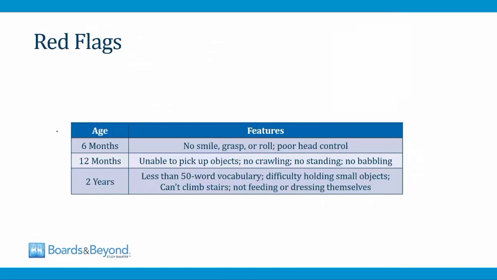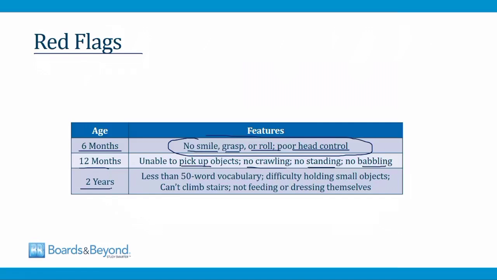So just to give you an idea of how the developmental milestones work, here are a couple of random examples of red flags of children who have developmental delay. So a 6-month-old baby who does not smile, grasp objects, or roll over, and has poor head control, this is a baby with developmental delay because all these things are things that the baby should be able to do by 6 months of age. A 12-month-old child who can't pick up objects, is not crawling, is not standing, and is not babbling, this child also has developmental delay.